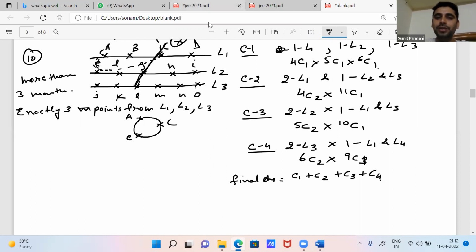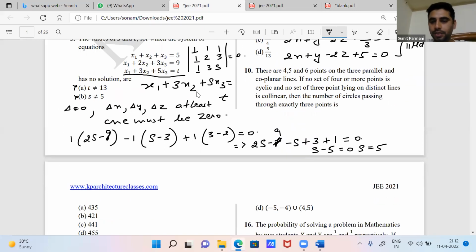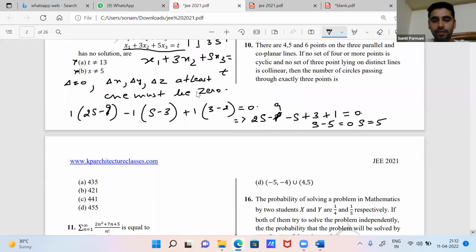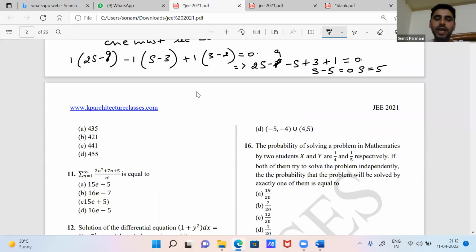Okay, the calculation part I'm leaving for you because it will take a long time again. So that part I'm leaving for you. Final answer you can calculate and judge.